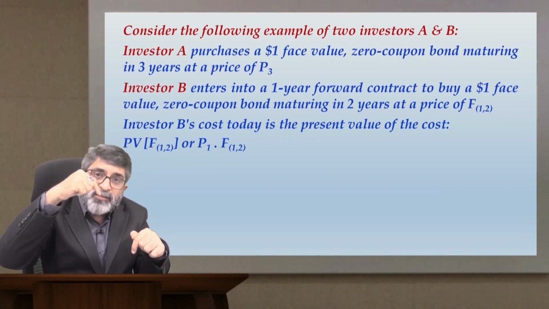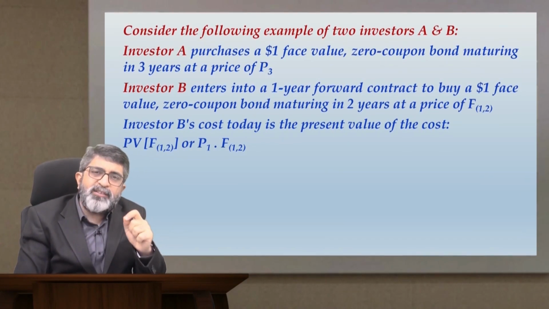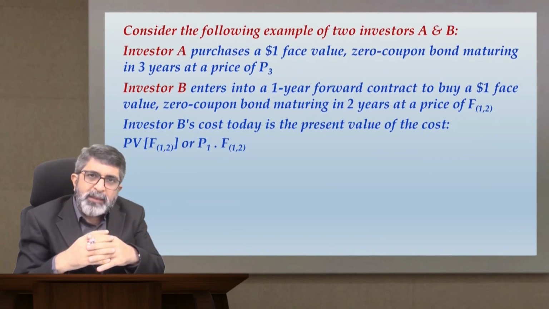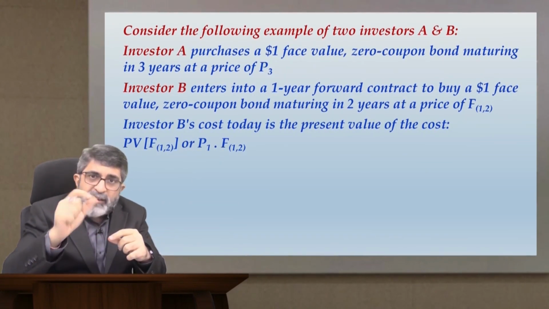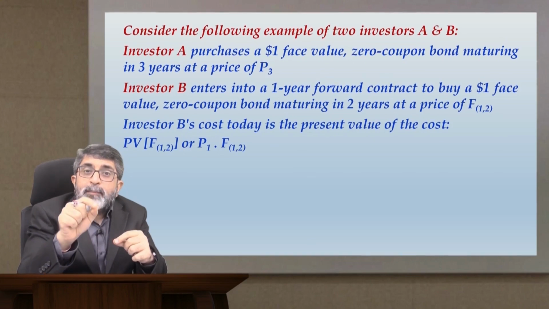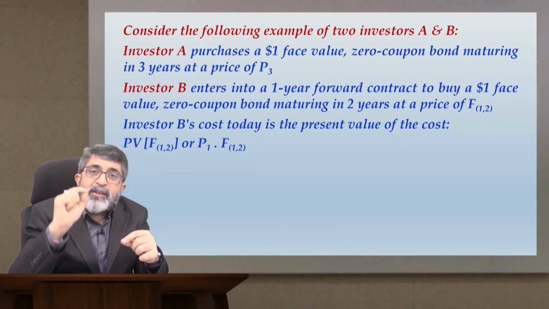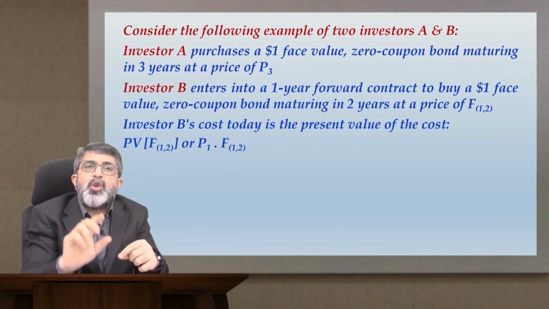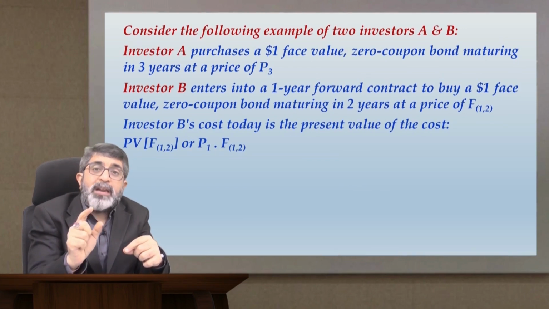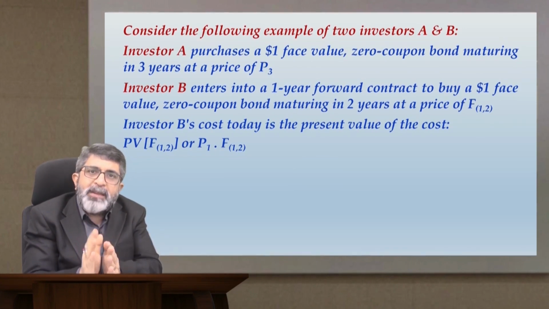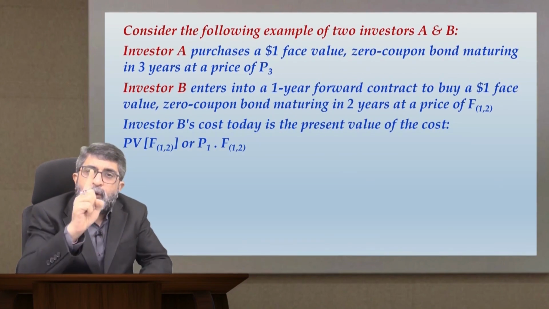If you want to find its value today, what should you do? Tell me. You should divide it by 1 plus S1. What is S1? The spot rate for 1 year. And when you take 1 divided by 1 plus S1, you are going to get nothing but DF1 or P1. You know, DF1 or P1 indicates the discount factor for 1 year.